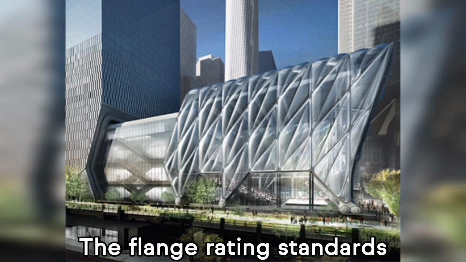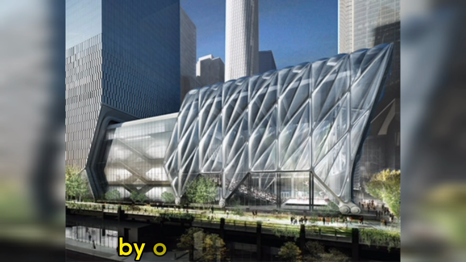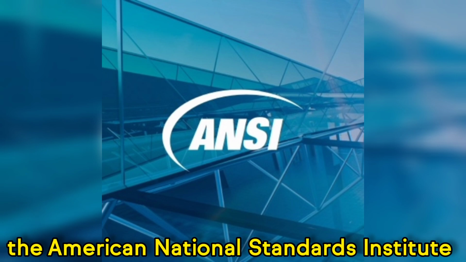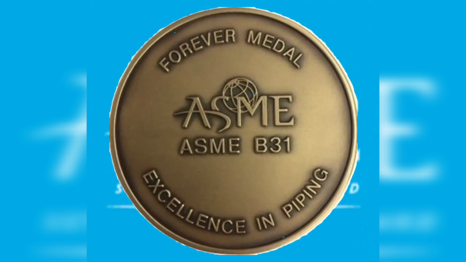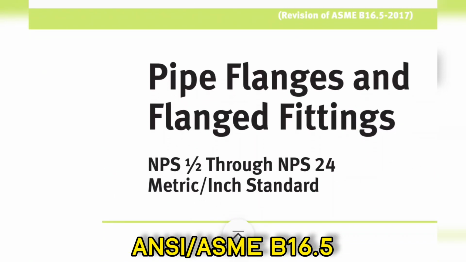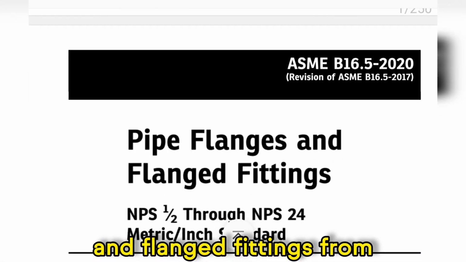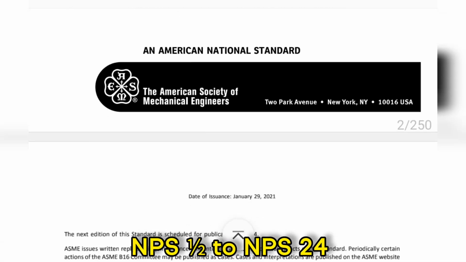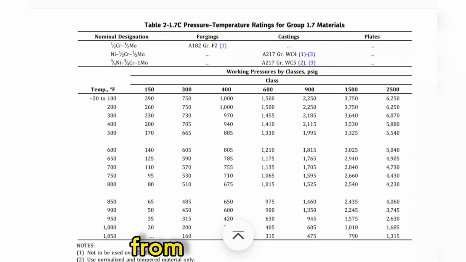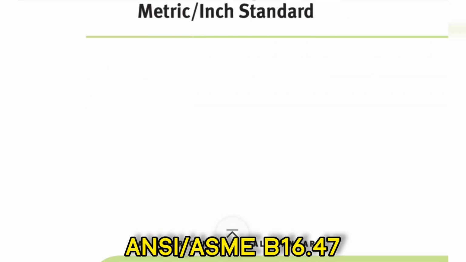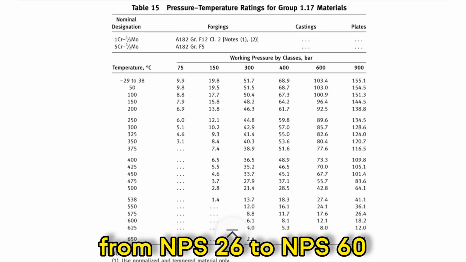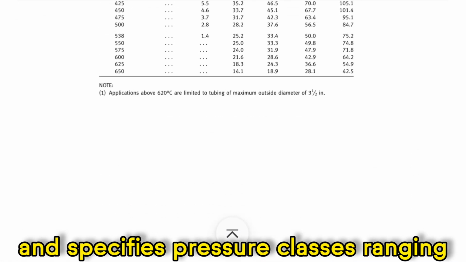The flange rating standards. Flange ratings are standardized by organizations like the American National Standards Institute, ANSI, and the American Society of Mechanical Engineers, ASME. ASME B16.5. This standard covers flanges and flange fittings from NPS 1/2 to NPS 24 and specifies pressure classes ranging from 150 to 2,500. ASME B16.47. This standard covers larger flanges from NPS 26 to NPS 60 and specifies pressure classes ranging from 75 to 900.